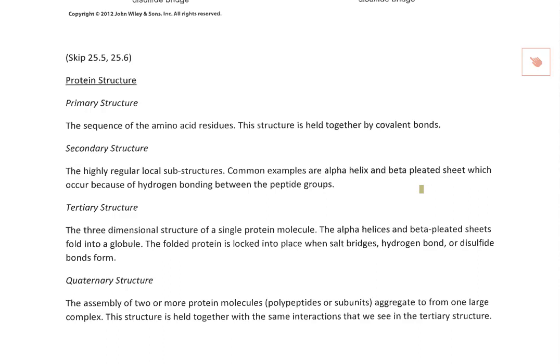I also think that you have seen this in biology class and that you maybe have these words memorized, but maybe looking at a picture will help take this information in your bio knowledge and just bring them together. So you should already know from biology experience that your primary structure is the sequence of your amino acids, and that these amino acids are held together by covalent bonds. Secondary structure are going to be things like an alpha helix or a beta pleated sheet. And these are going to occur because of hydrogen bonding between those peptide groups.